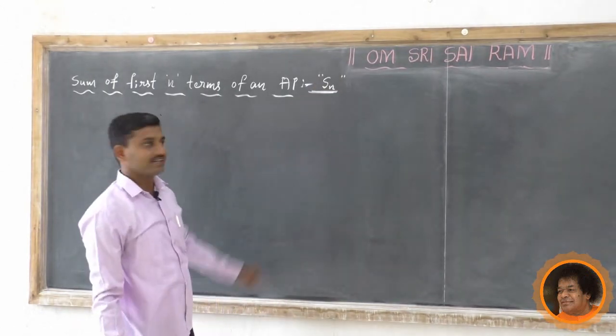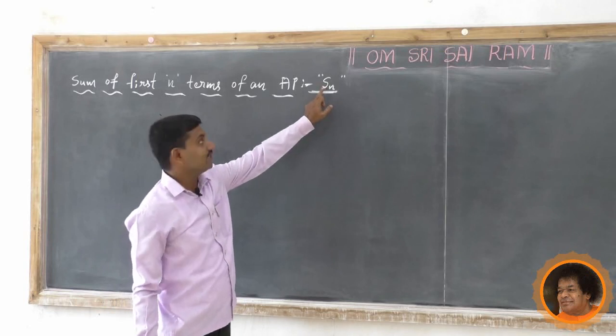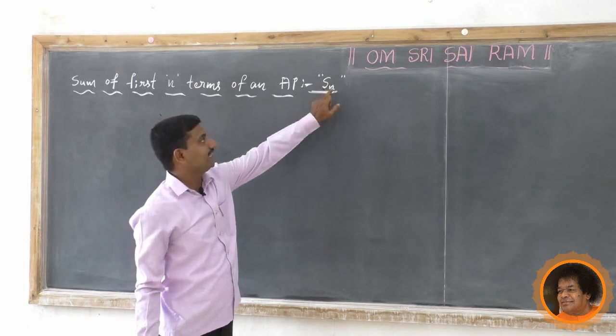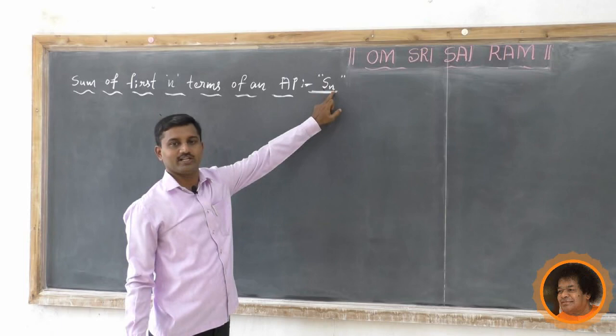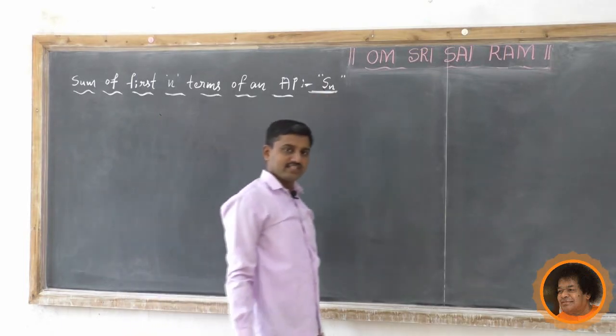Sn. What does it indicate? S means sum. Sum of first n terms of an arithmetic progression. So, that is Sn. Let us consider some examples.